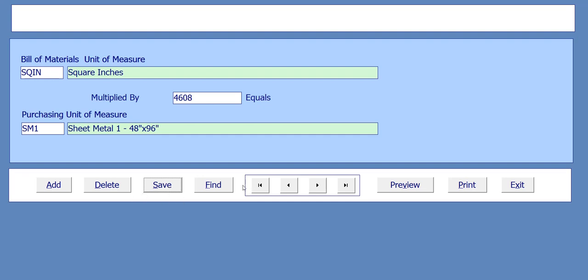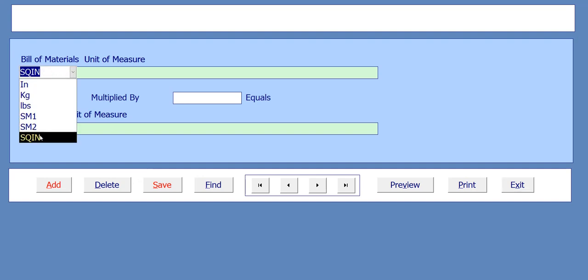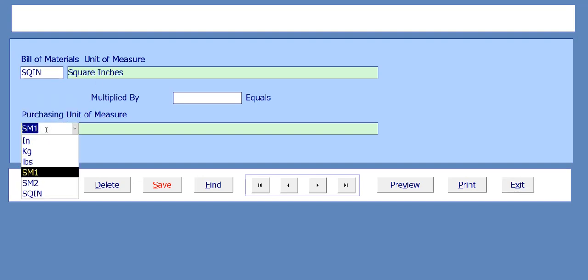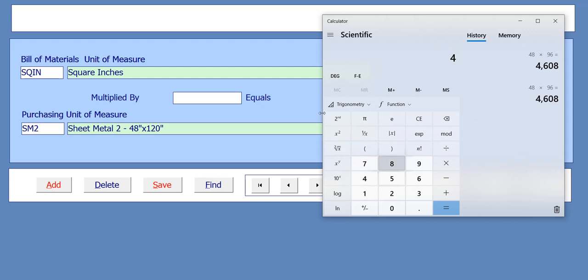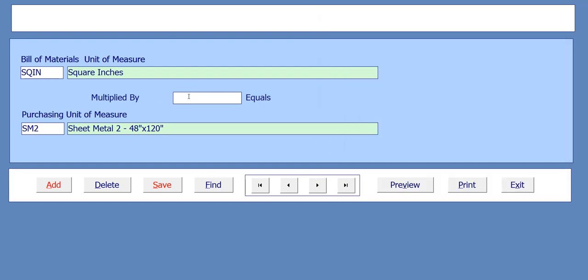Okay. And then I'm going to add another one in. So I'm going to go to square inches again, and I'm going to choose SM2. And so how many square inches are in a 48 by 120 inch? So I'll go to 48 times 120. So 5,760. So I'll type that in, 5,760. Then we'll save. Okay.